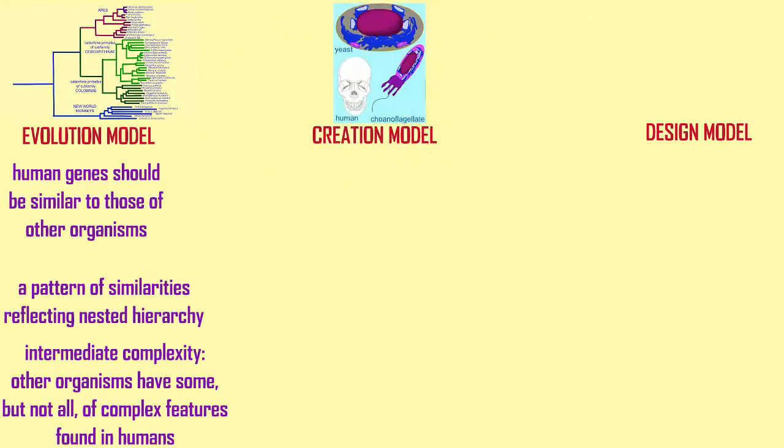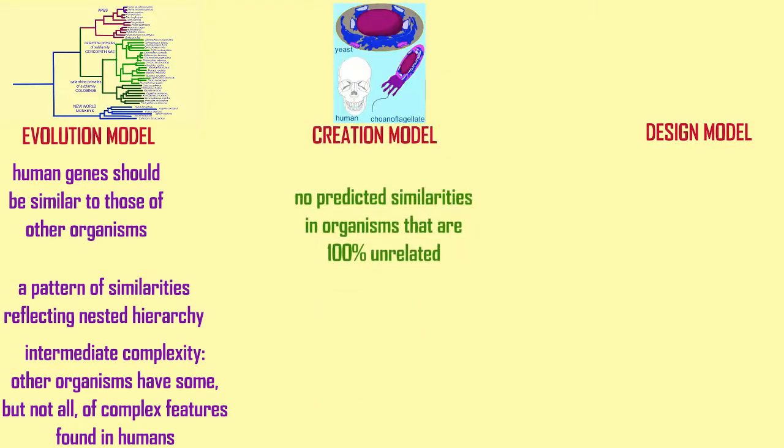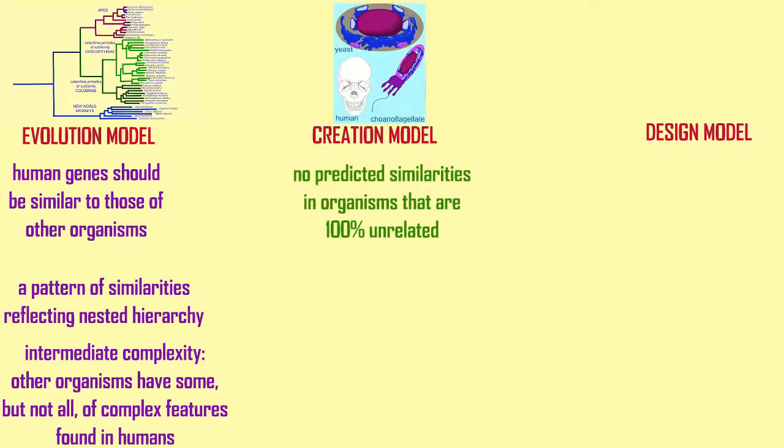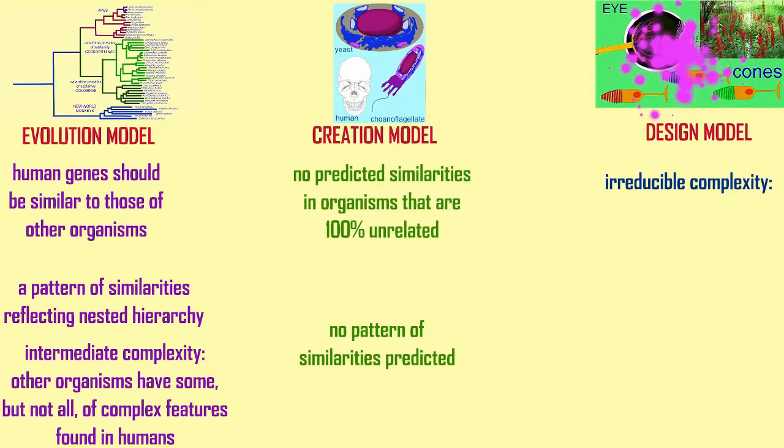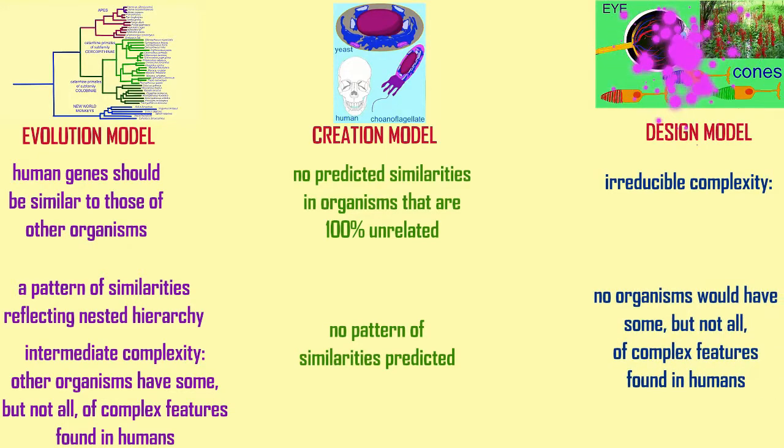And this would be different from the creation model, in which humans are 100% unrelated to all other organisms and equally unrelated, so that there would certainly be no predicted similarities or pattern of similarities. And the intelligent design model, in which complexity is irreducible, and there would not be any organisms with some but not all of a complex feature found in humans.